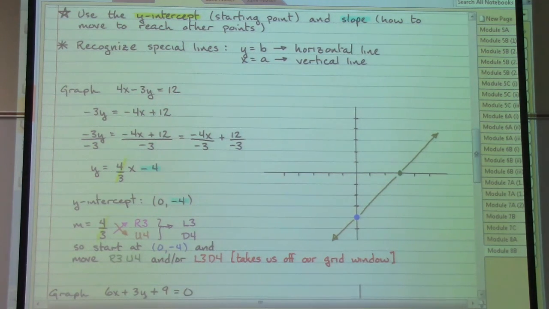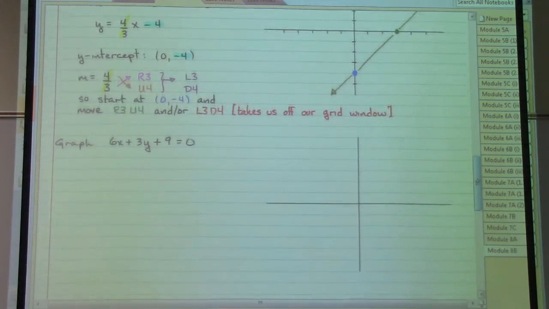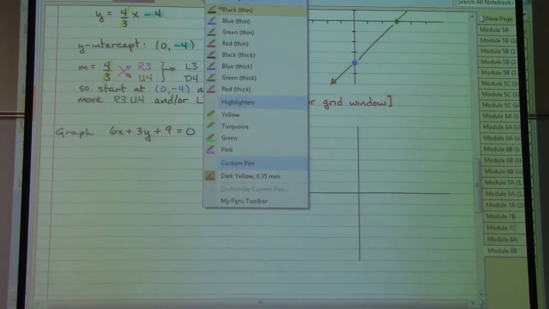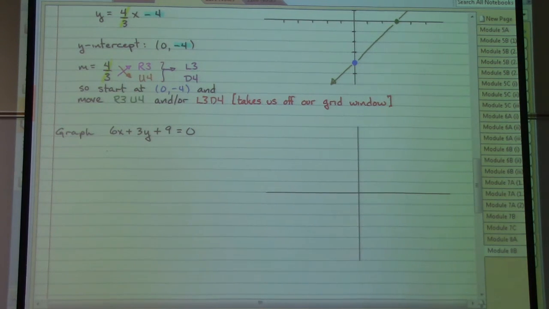So, just to go ahead and hammer that idea in a little bit more with one last example. Let's say that we've got the equation 6x plus 3y plus 9 equals 0, and we would like to graph that. So we're going to take the same sort of approach from the beginning. We would want to find the slope-intercept form. So we would want to eventually get our y equals mx plus b.